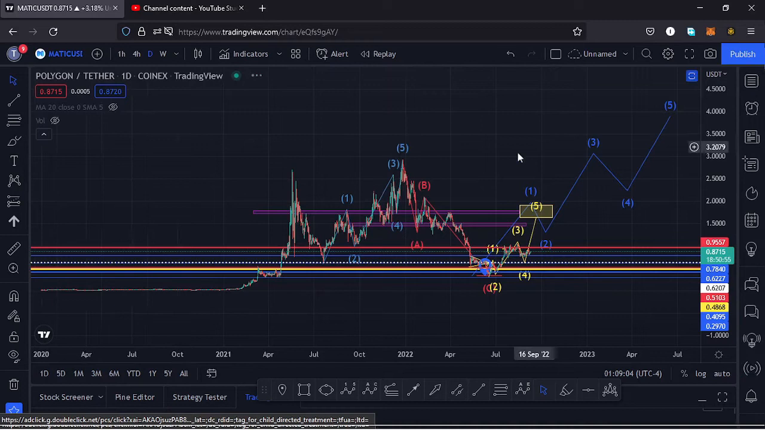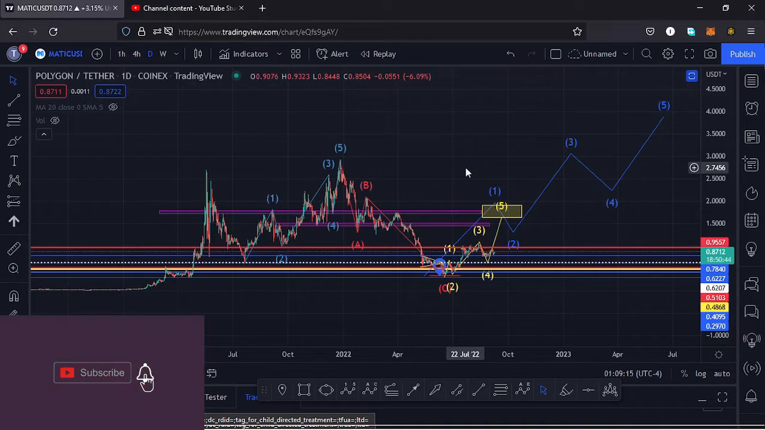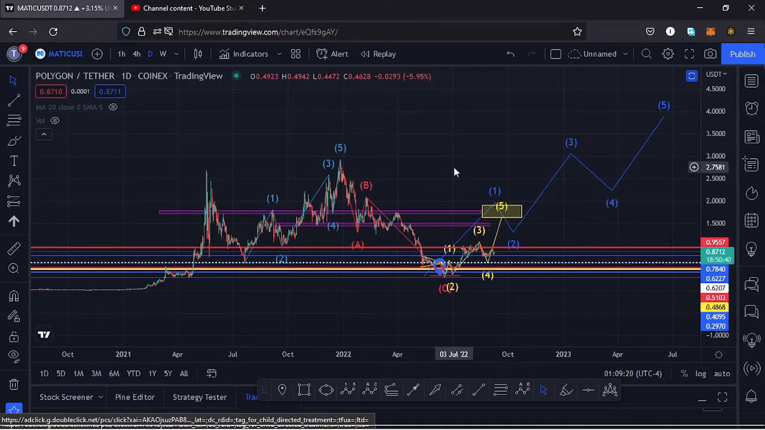And in this video I'll be giving you the key scenarios that I expect to play out, basing my analysis on the Elliott waves and the Fibonaccis, and also the key areas of support and resistance. So if you're interested in such content, make sure that you stick around to the end of the video, and I'll kickstart the video by giving a brief of what has been happening on this chart.